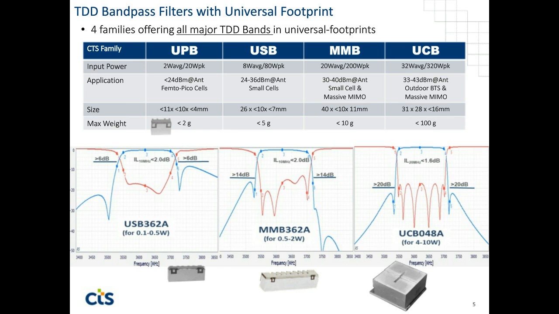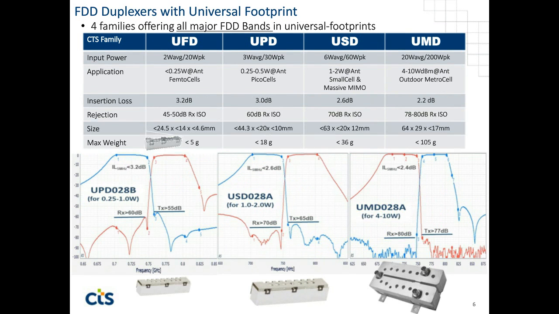Now we're at the point of the presentation where we can talk about FDD duplexers. Here too, we have four main families of universal footprint FDD duplexers. Again, each of these four families are progressively larger in size, power handling, and performance. The UMD, the largest of these, generally has around 2.2 dB insertion loss.